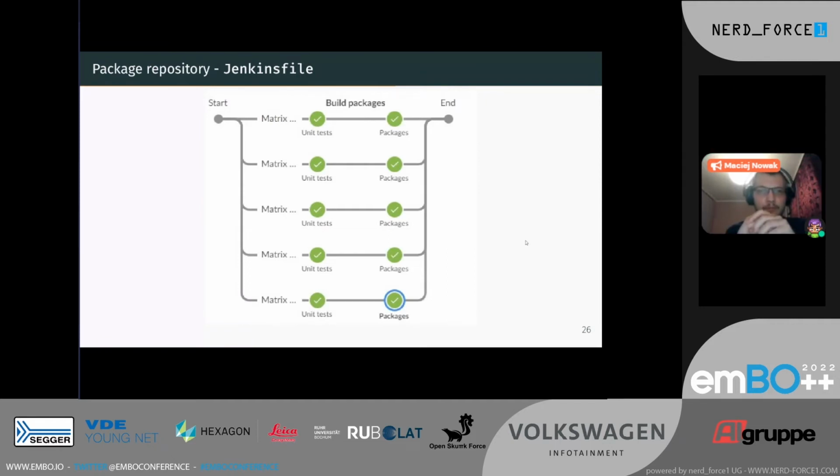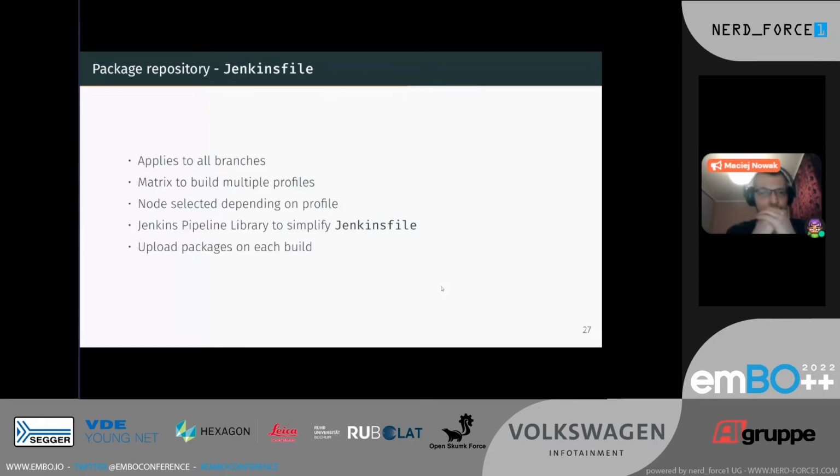So for example, we have a machine that builds Visual Studio binaries. And in each branch, we are building unit tests and running them. And then we are building packages basically just by running the build script. And packages from each build are uploaded to the Conan server. And this build happens on all branches, including feature branches, so we have easy access to development versions of packages.